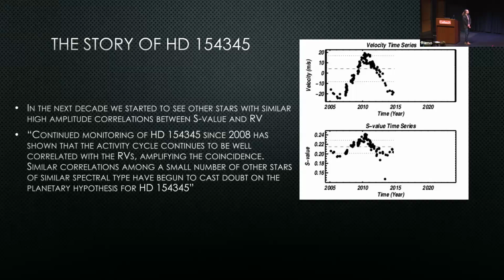Similar correlations among a small number of stars had been discovered, so we started to see magnetic activity cycles that showed similar amplitudes. And so he said this cast doubt on the planetary hypothesis and basically was convinced that this is actually just a magnetic activity cycle and no longer a planet.